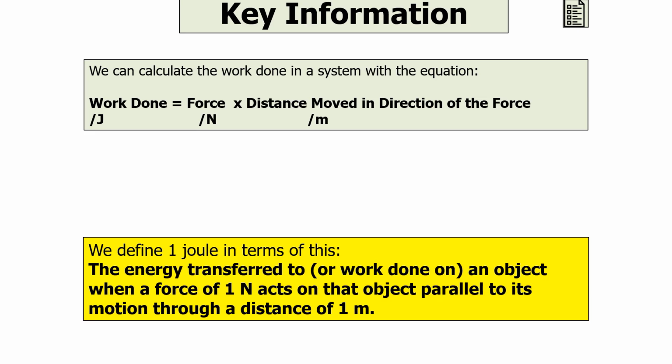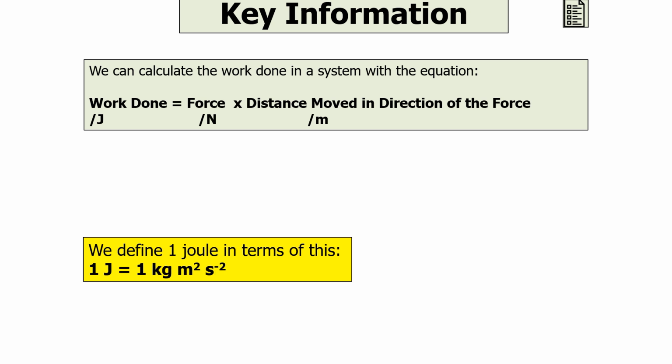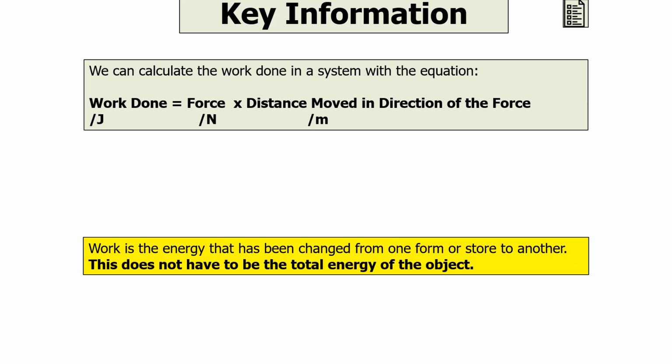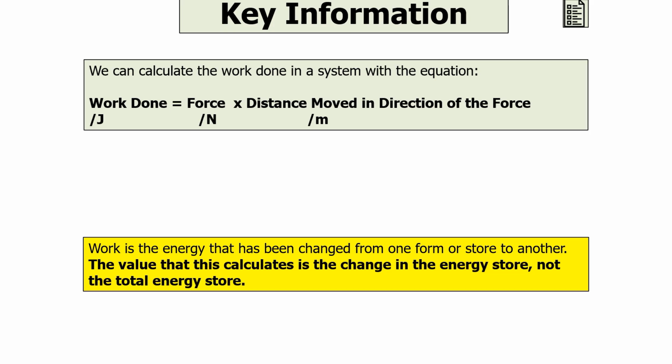It is also defined as the energy transferred to, or the work done on, an object when a force of 1 newton acts on that object parallel to its motion through a distance of 1 meter. So we could also define it in terms of SI base units. 1 joule is equal to 1 kilogram meter squared per second squared. Now work is the energy that has been changed from one store to another store. This does not have to be the total energy of the object. The value that this calculates is the change in the energy store, not the total energy store of the object.